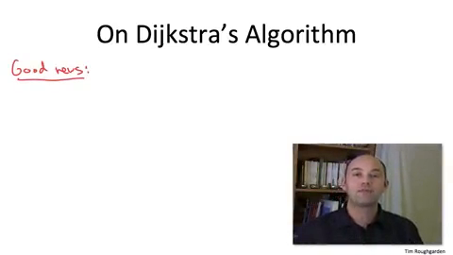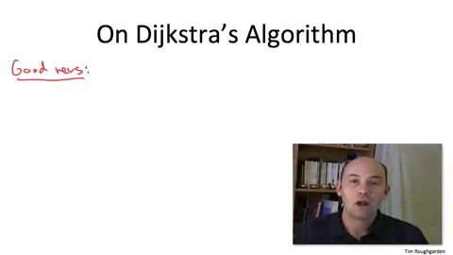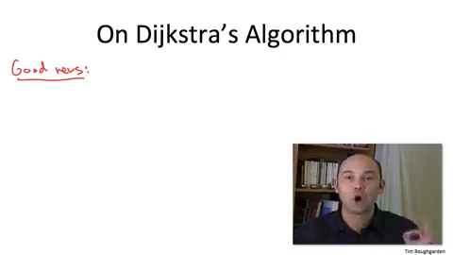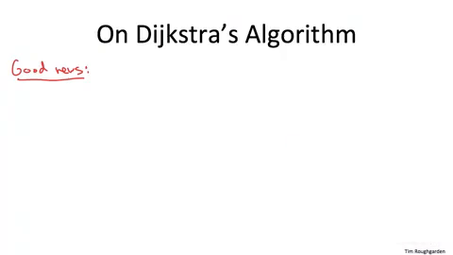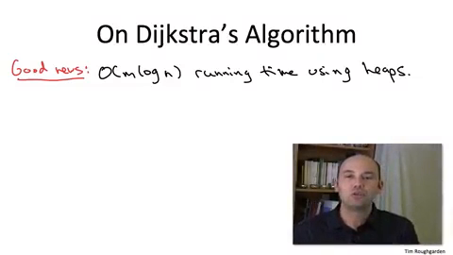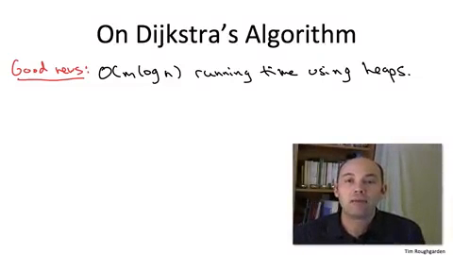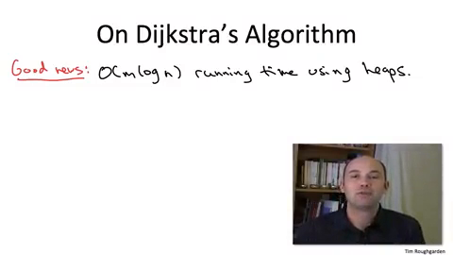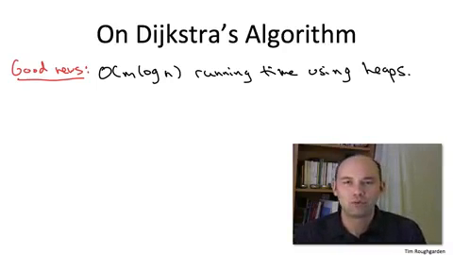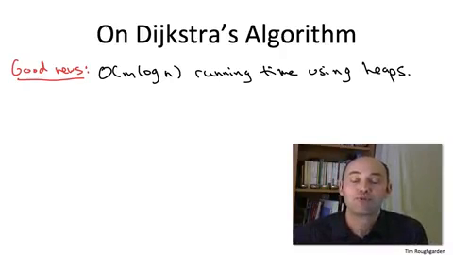If you have a graph and it fits in your computer's main memory and all of the edge costs are non-negative, if you implement Dijkstra's algorithm using heaps, you will get a blazingly fast and always correct shortest path algorithm. In part 1 of this course, we explained an implementation using heaps that runs in big O of m times log n time, where as usual m is the number of edges and n is the number of vertices.